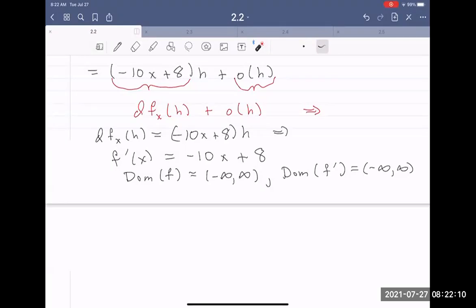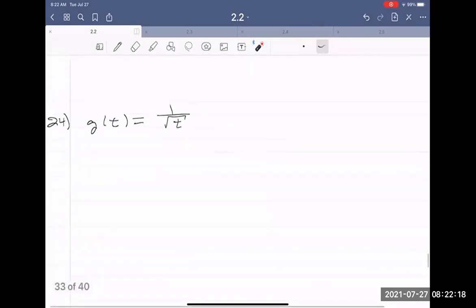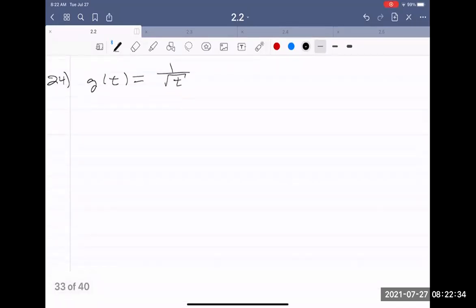Okay, so let's do the next problem. Problem number 24. G of t is equal to 1 over the square root of t. So let me use a different definition of the derivative to do this. So the difference quotient. A definition of derivative.